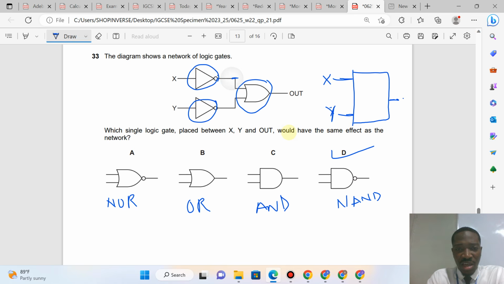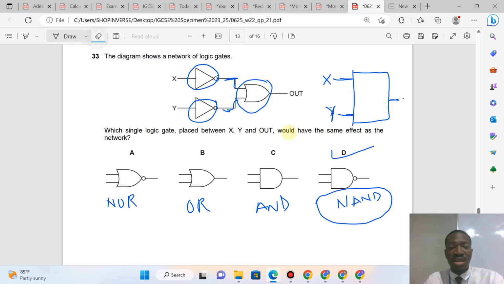That means not X that is coming here and not Y that is coming here. And that's why we call it the NAND gate. Not X and not Y. That's why we are representing it with the NAND gate.